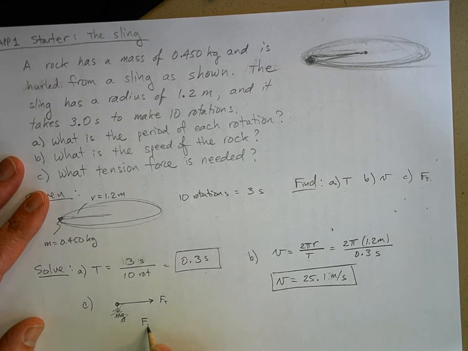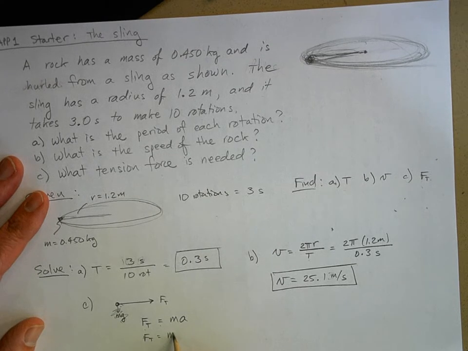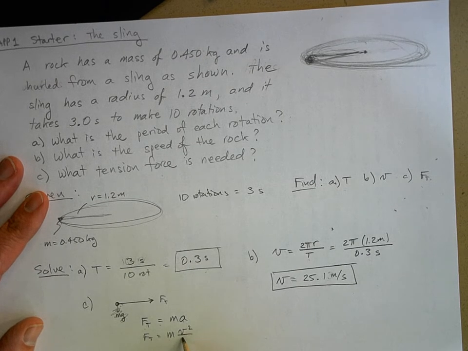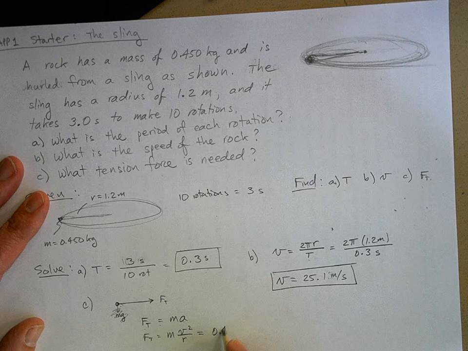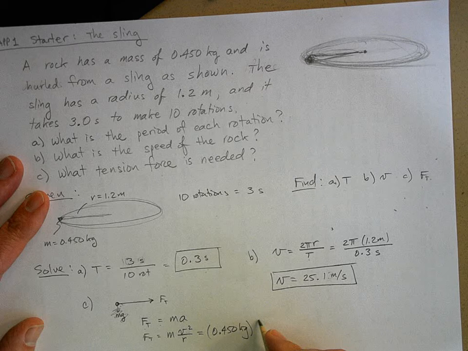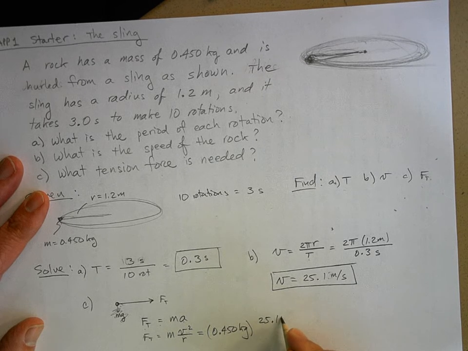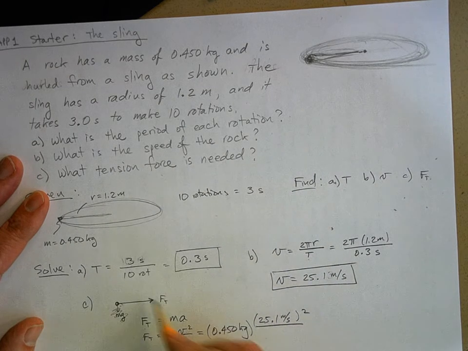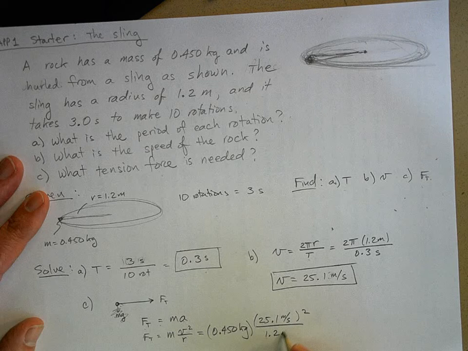So therefore, this tension force is the net force, and that's going to be equal to ma. But it's moving in a circle, so the tension force is equal to m times the centripetal acceleration, which is v squared over r. And now I've got everything I need. 0.450 kilograms. And the speed we calculated to be 25.1 meters per second. We're going to square that. And then we're going to divide by the radius, which is 1.2 meters.